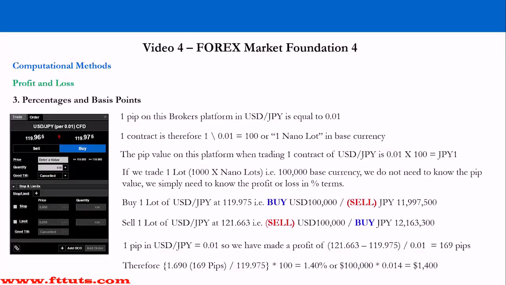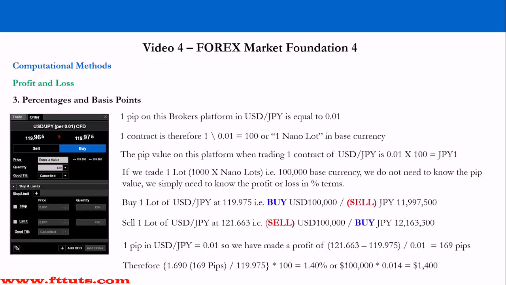And in quote currency, one pip is equivalent to the value of 1 Japanese yen. And if we trade 1,000 nanolots, so we're trading one lot, if we trade this size, it actually doesn't matter. It doesn't matter to the profit or loss in terms of working out, because we don't need to know the pip value. All we need to know is the profit or loss in percentage terms.